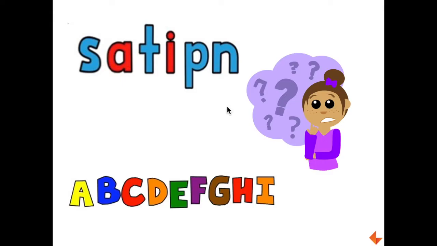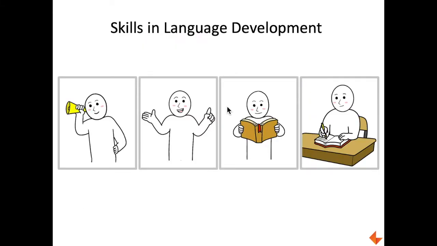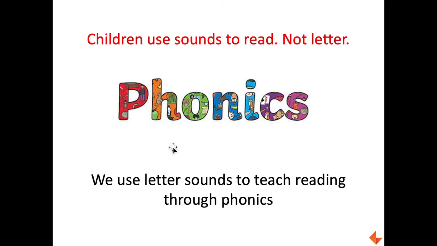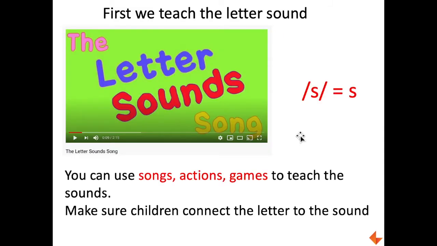Before we answer this question, let us quickly recap how our children learn language. When our children learn English, they learn to listen, speak, read, and then write. For reading, we start by teaching the letters and the sounds of each letter. This is done through a method called phonics. In phonics, your children learn the sounds of each letter and use those sounds to read words. We teach the sounds and the letters through songs, actions, and different games.